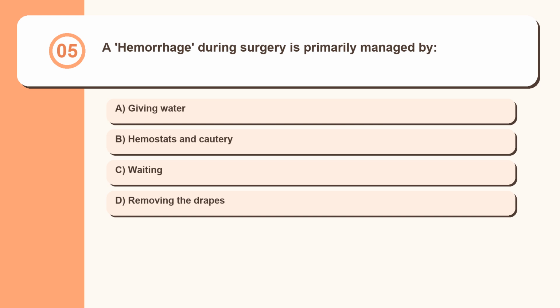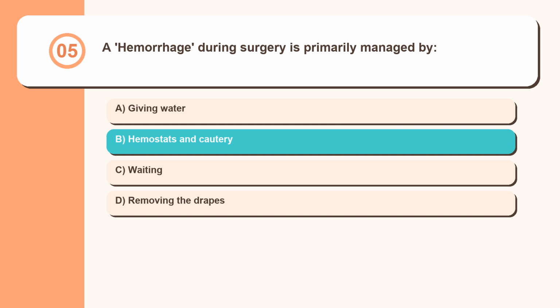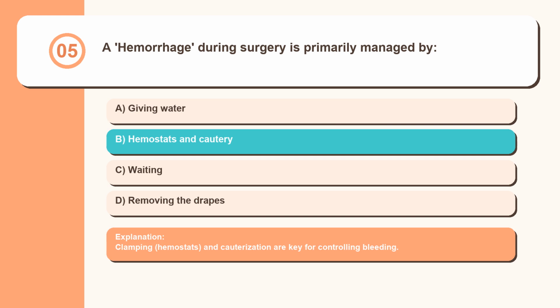Question 5. A hemorrhage during surgery is primarily managed by giving water, hemostats and cautery, waiting, removing the drapes. Clamping, hemostats, and cauterization are key for controlling bleeding.